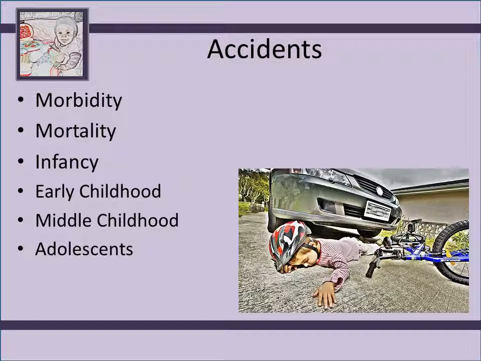Accidents in early childhood. Motor vehicle accidents are the most common cause of childhood deaths over the age of 1 year. Leading causes include, again, motor vehicle accidents, but drowning, fires, and burns. Make sure that the child, when they're in the car seat, is properly restrained. Making sure that airbags are off if the child is in the front seat, putting the child in the back seat when at all possible.